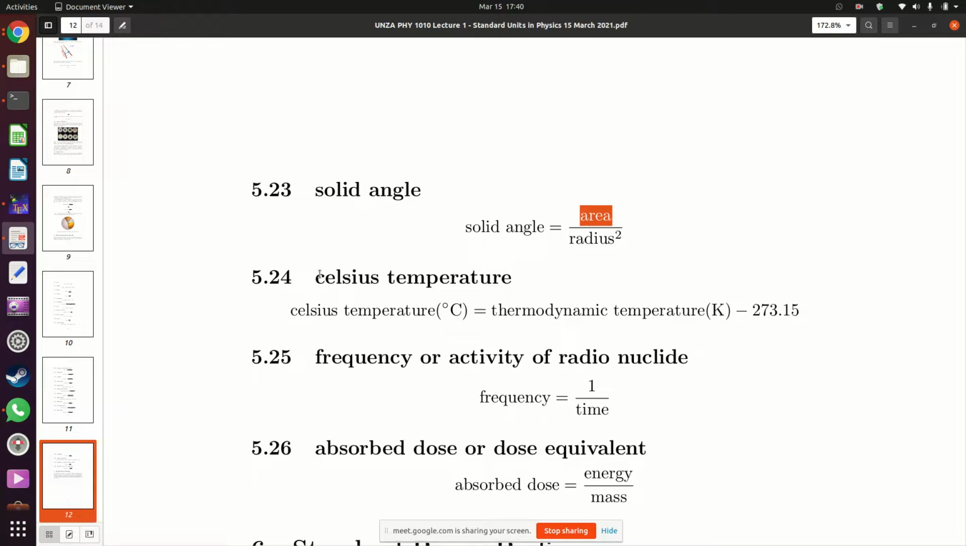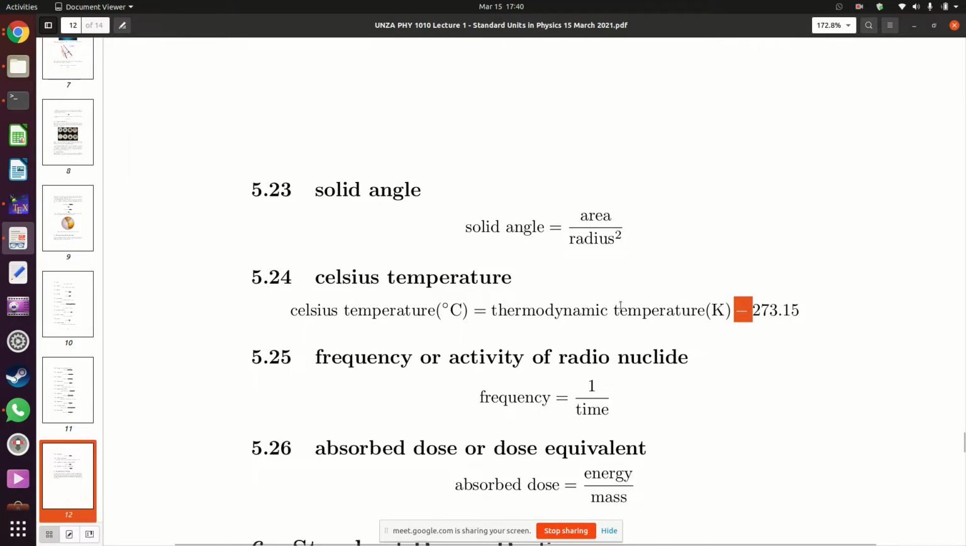Now the other one, which I want to talk about, is Celsius temperature. This is a type of temperature. And how do you obtain it? You obtain it from the thermodynamic temperature. And how do you do that? You do a subtraction. You subtract 273.15 from your temperature in kelvins.